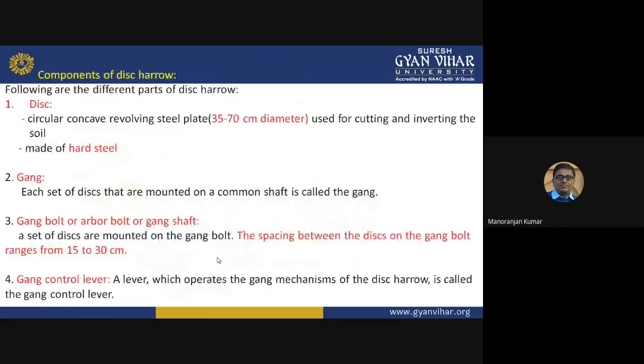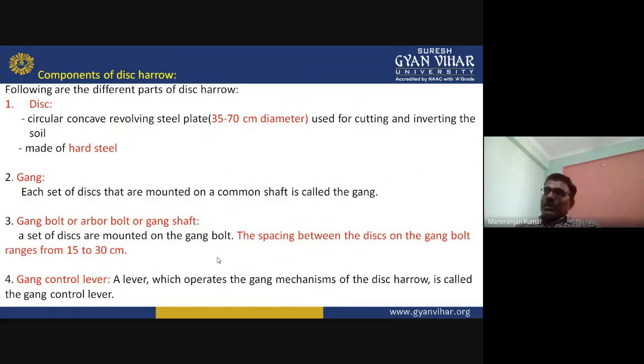Now we will see the components of the disc harrow. These are the components of the disc harrow. First is the disc. The shape of the disc is circular, concave. This is a circular concave revolving steel plate. The diameter of the discs is generally 35 centimeters to 70 centimeters, and it is used for cutting and inverting the soil. The discs are made of hard steel. The second component is the gang.